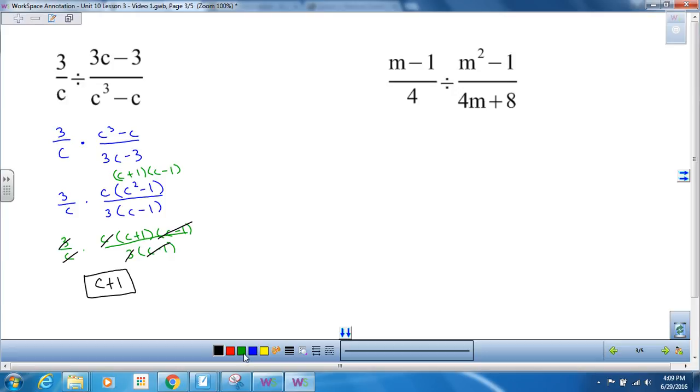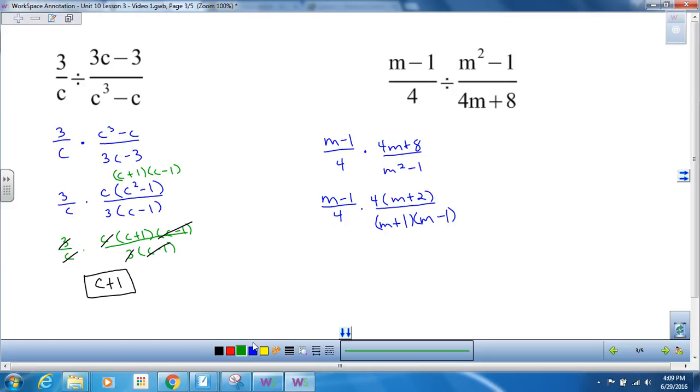Okay, let's look at the next one. So change it to a multiplication problem by multiplying by the reciprocal of the second fraction. Okay, m minus 1 doesn't factor, 4 doesn't factor, but 4m plus 8 does. I can factor out a 4. And m squared minus 1 factors because it's a difference of squares. So the square root of m squared is m. The square root of 1 is 1. So plus 1, minus 1.